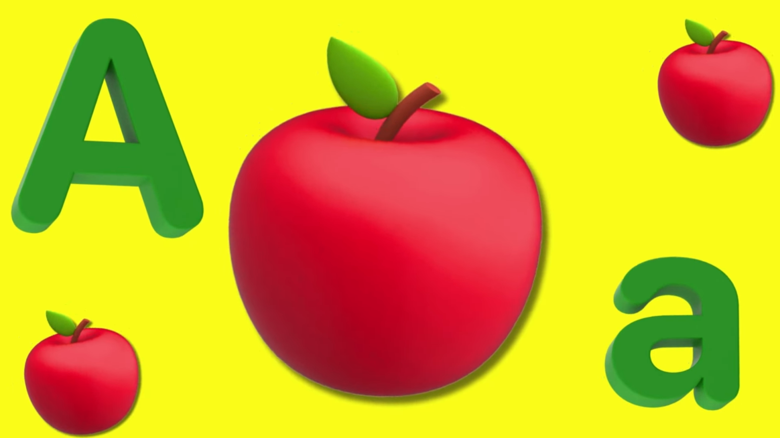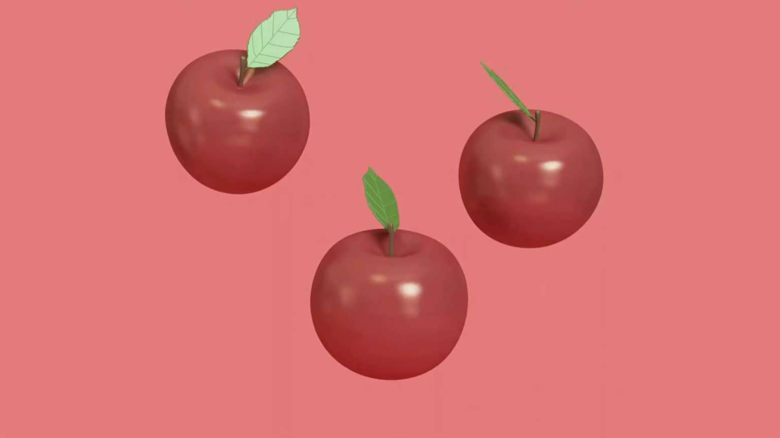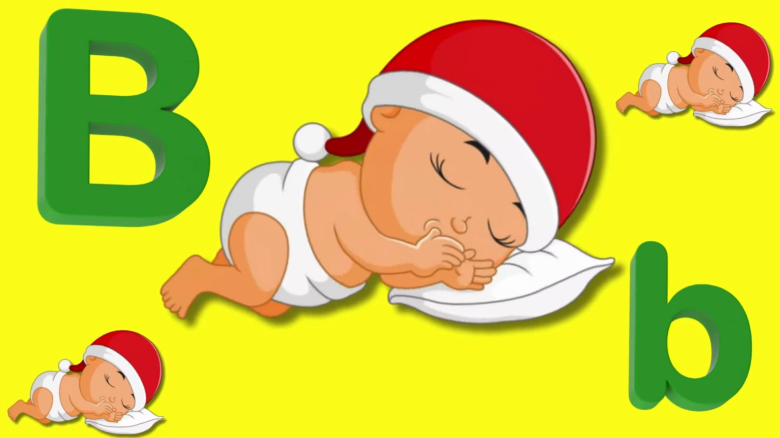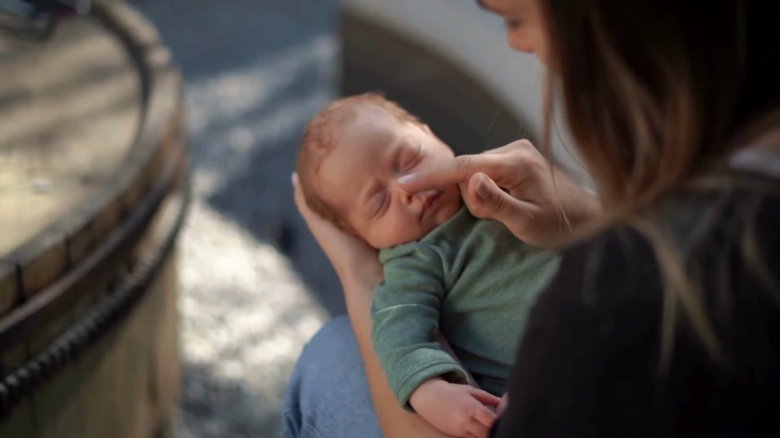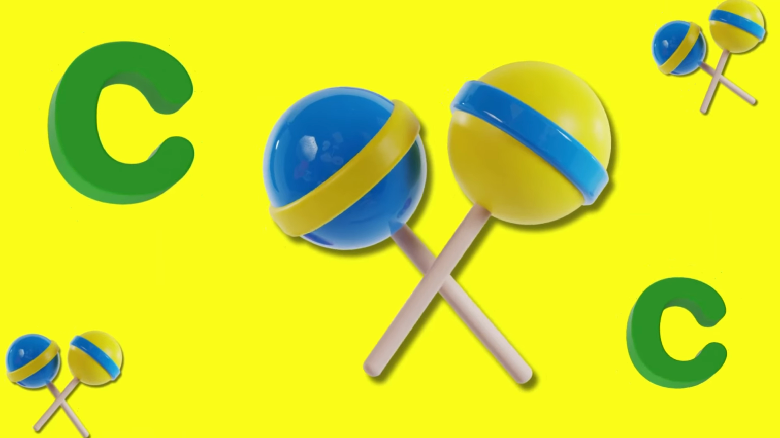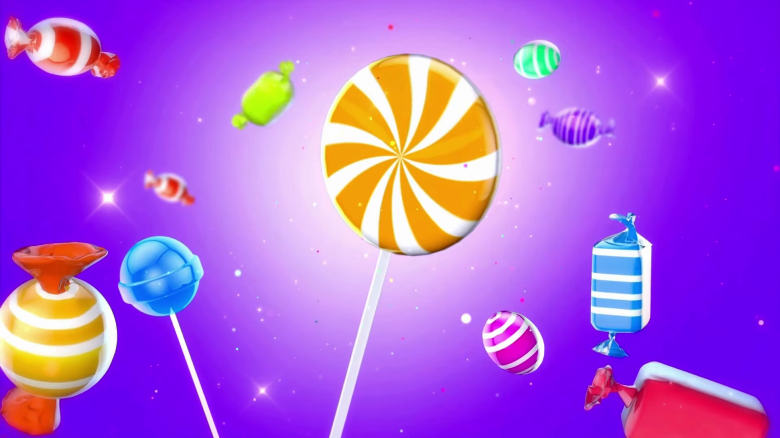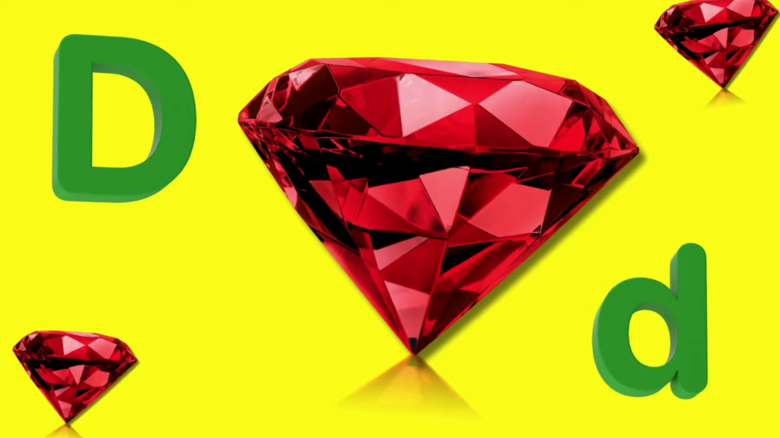A is for apple, a, a, a, a, apple. B is for baby, b, b, b, b, baby. C is for candy, k, k, k, k, candy. D is for diamond, d, d, d, d, diamond.